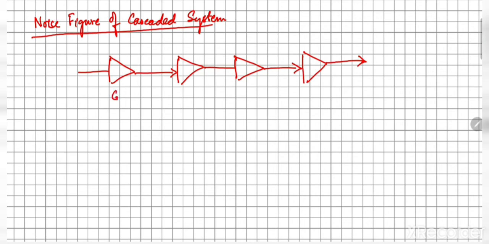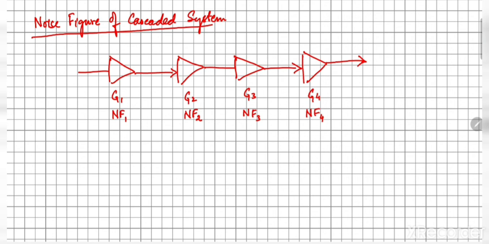So we say that this block, the first block, has a gain of G1 and a noise figure of NF1. The second block has a gain of G2, which may well be less than 1 to indicate a lossy component, and a noise figure of NF2. The third component has a gain of G3 and noise figure of NF3. The fourth component has a gain of G4 and a noise figure of NF4.